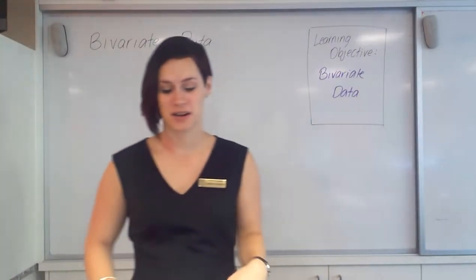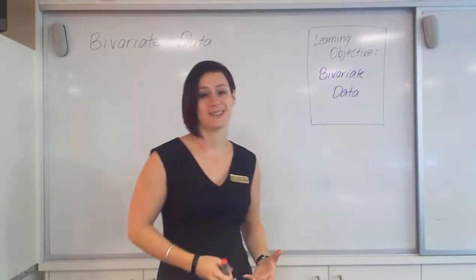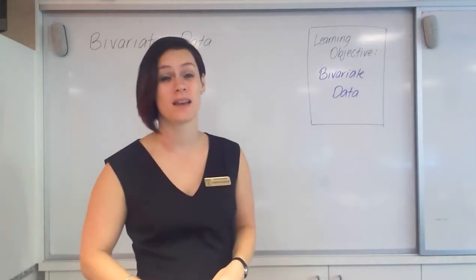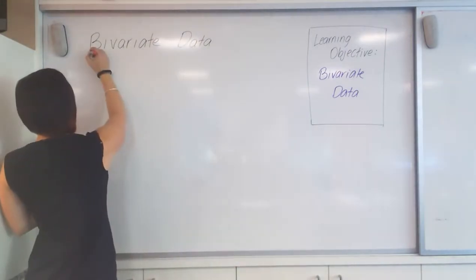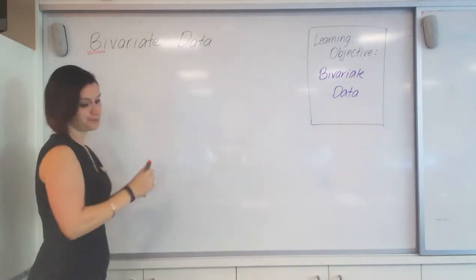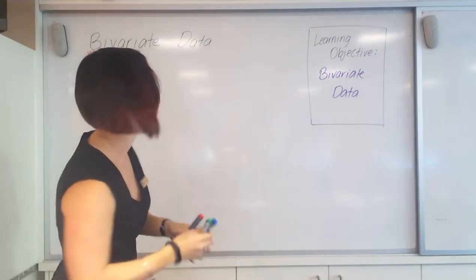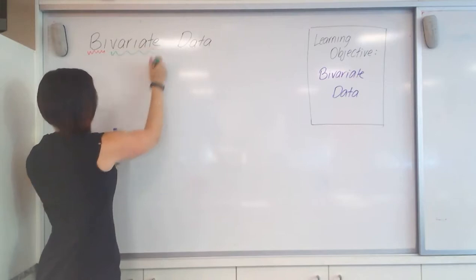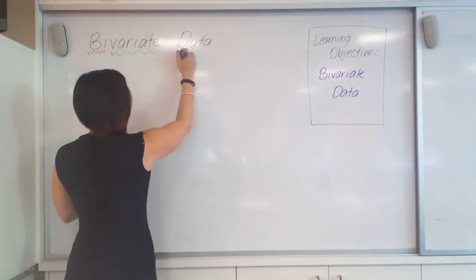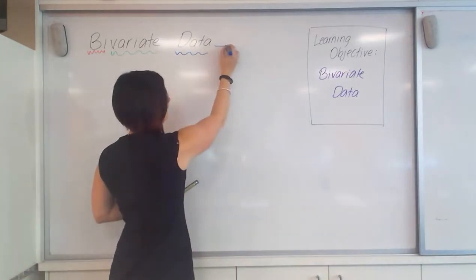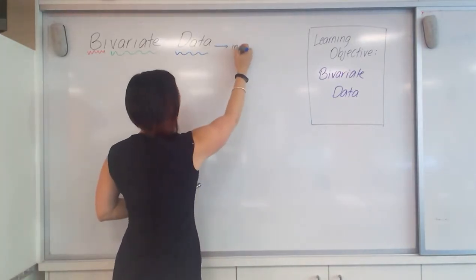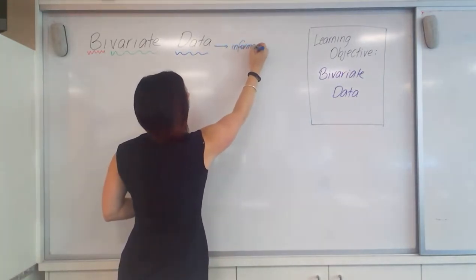Looking at bivariate data. Now, bivariate data sounds like a really fancy set of words, but let's actually break every single one of these parts down. So we've got bi, we've got variate, and we've got the word data. Now, data is a word you've seen before, and we need to be really careful. Data isn't anything fancy. It's literally just information we collect.